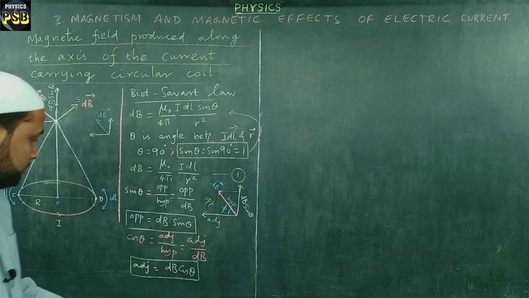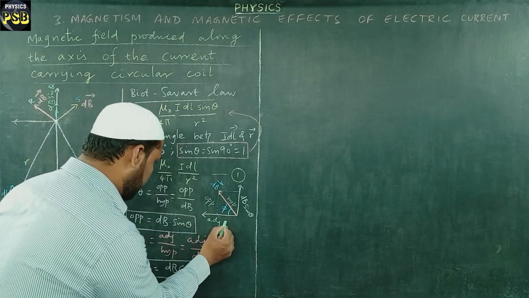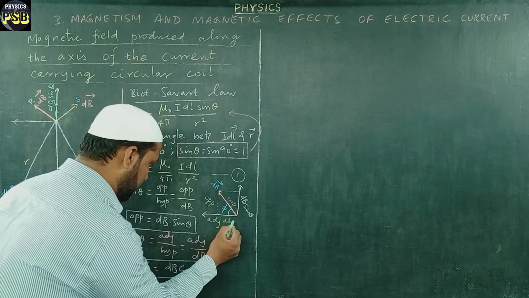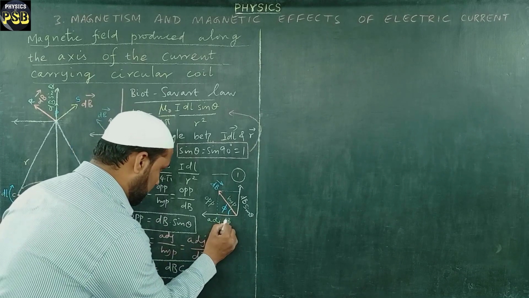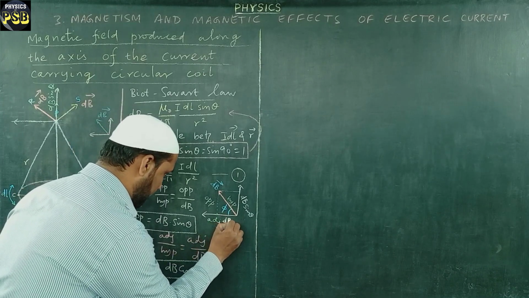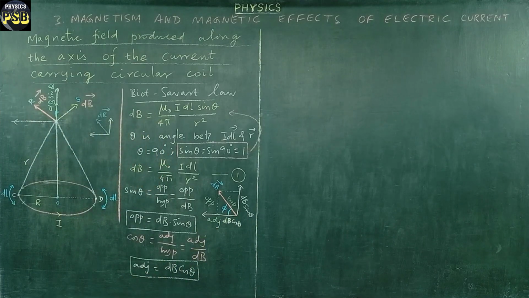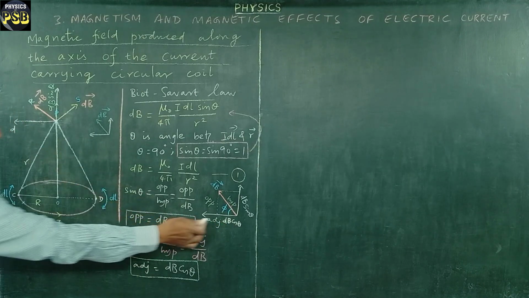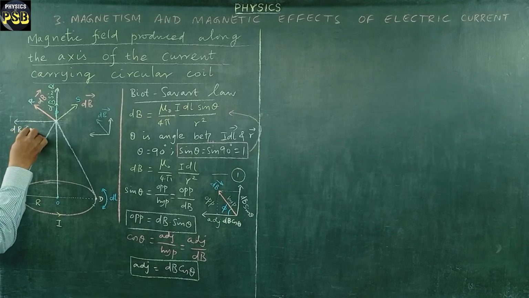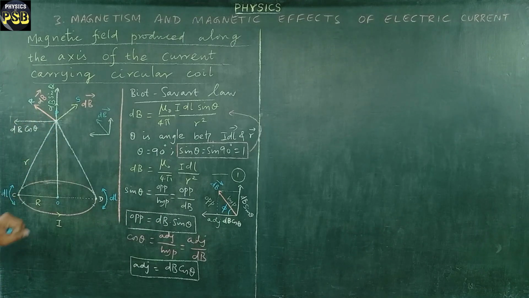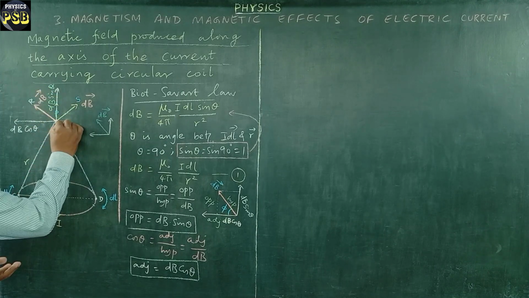Then we have that. So this is nothing but dB cos theta. Yeah, this dB cos theta, I have written here. I'll do the same thing here as well. So here we have this line dB cos theta. This is the horizontal component of the dB vector. Clear?